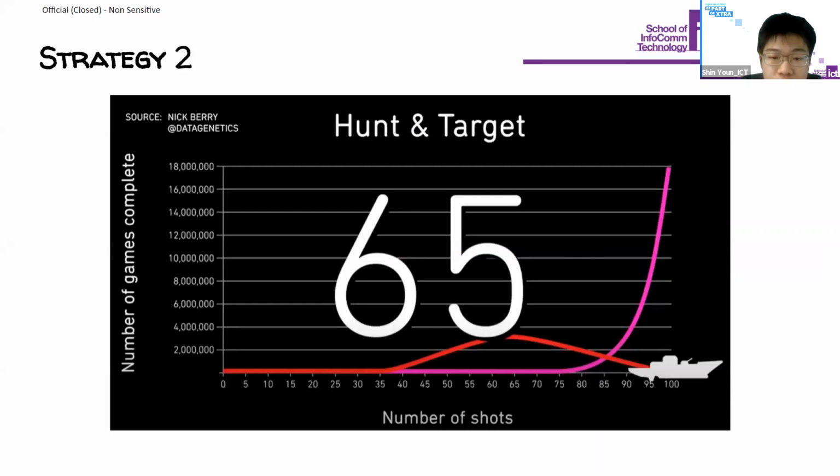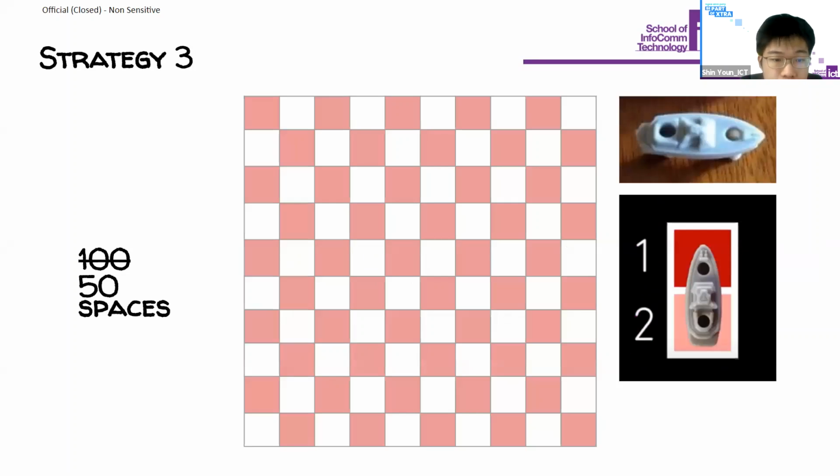Hence, by repeating this strategy throughout the game, it will take about 65 shots on average, which is much better than pure randomness, but still not great. So a slightly better strategy that players may use would be to hunt and target with parity, or some may call it checkerboarding. This strategy is pretty straightforward.